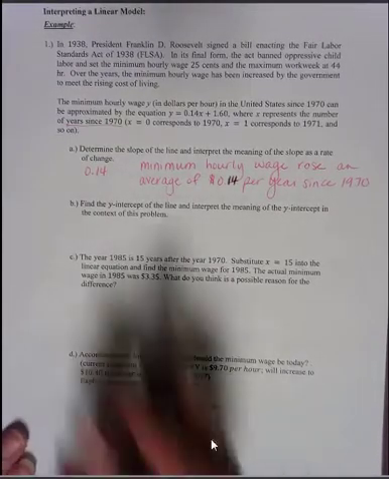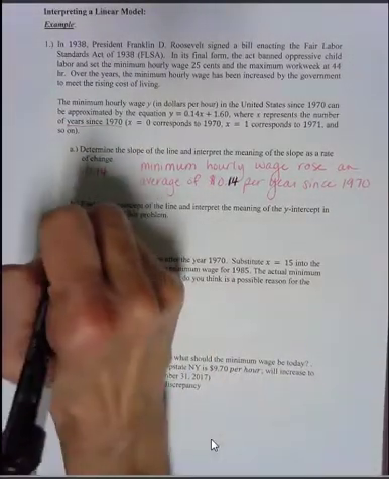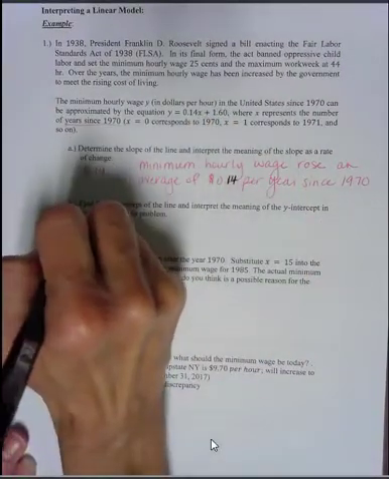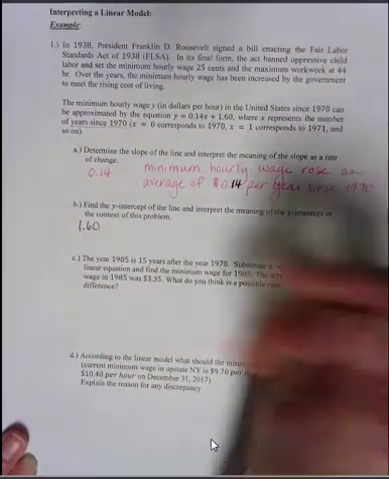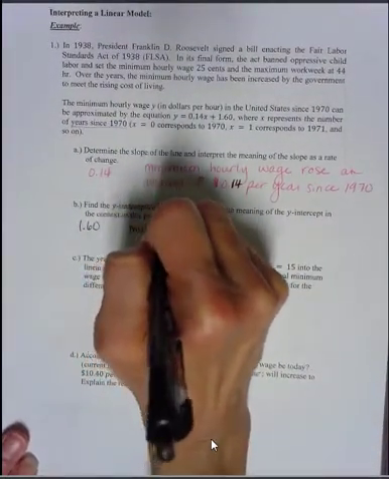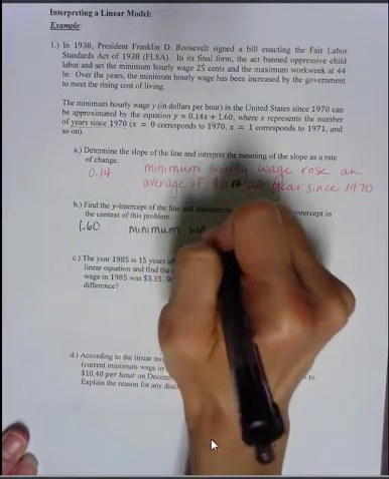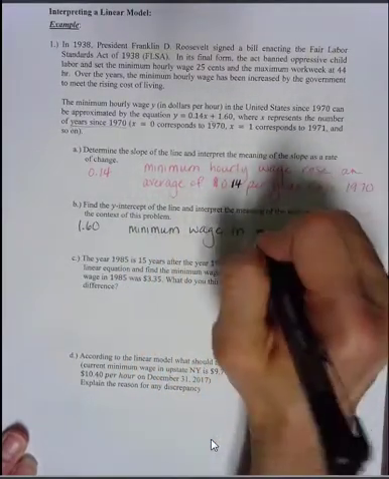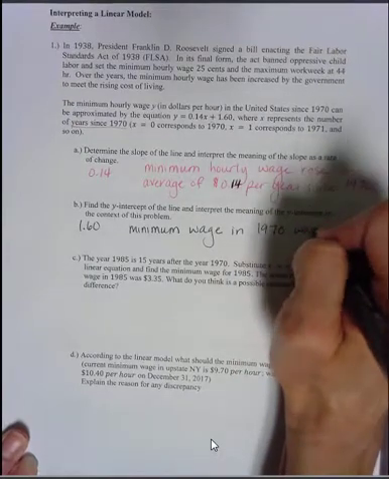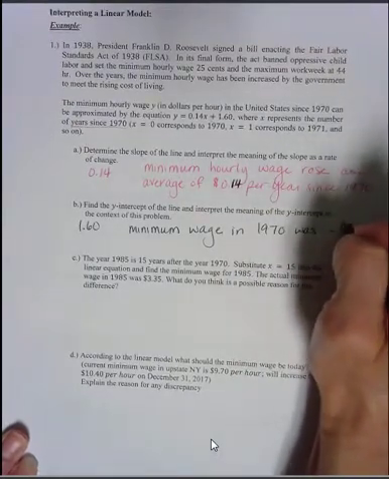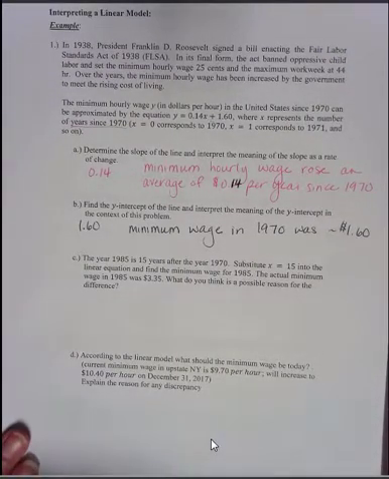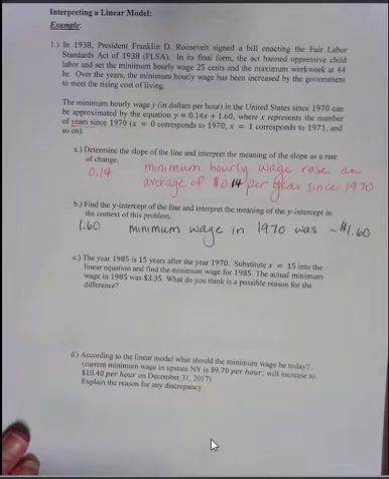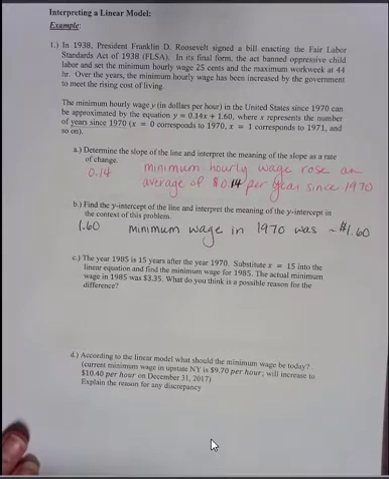It asks us to find the y-intercept, and in this case the y-intercept would be $1.60. What do we think that means in the context? That's probably the minimum wage in 1970. We're going to say that it's about $1.60, because that's when this equation is approximated from. Starting in 1970, that would be the initial value, so that was our minimum wage at that time.